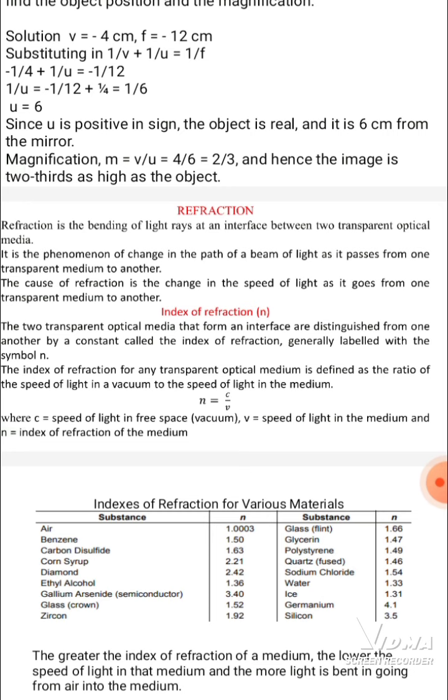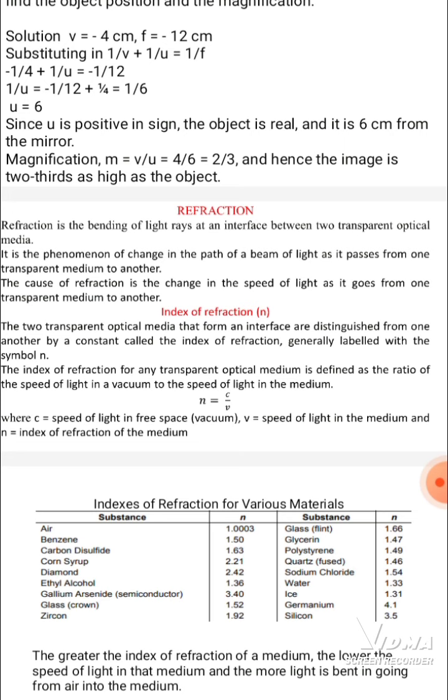If you bring in those values, you have 1 over U equals minus 1 over 12 plus 1 over 4. That gives you 1 over 6, so U is 6. U is positive in sign, so the object is real and it is 6 centimeters from the mirror.